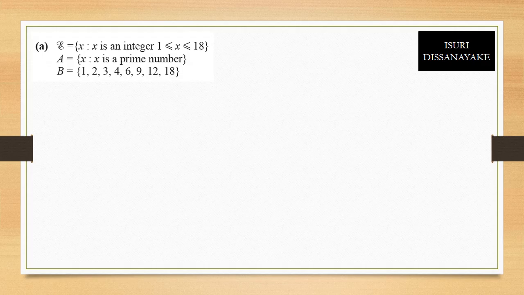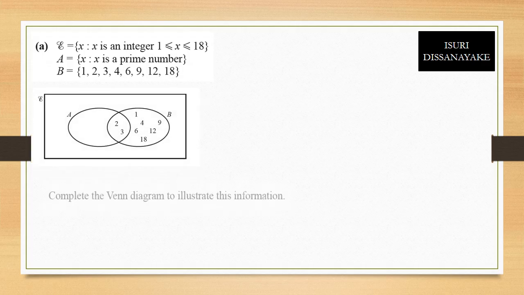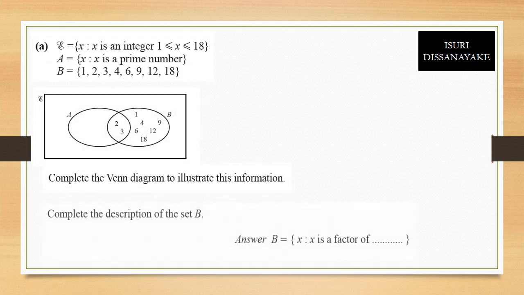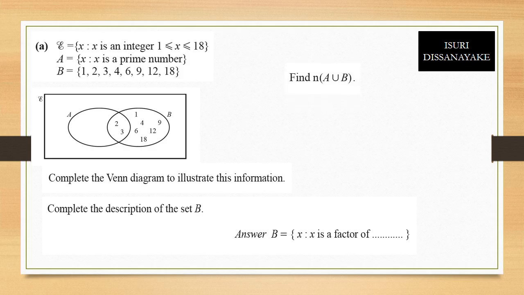So this is another past paper question. Before I discuss the question, you try doing it. I'll give you a few seconds. I'll brief you on the question. The universal set is the integers between 1 and 18. Set A is the prime numbers less than 18. For set B, they have listed elements. So complete the Venn diagram to illustrate this information.